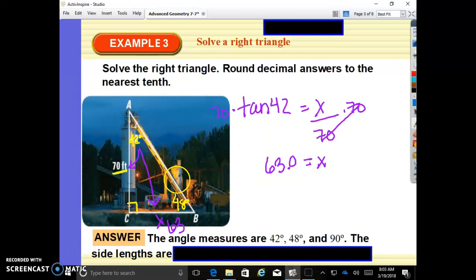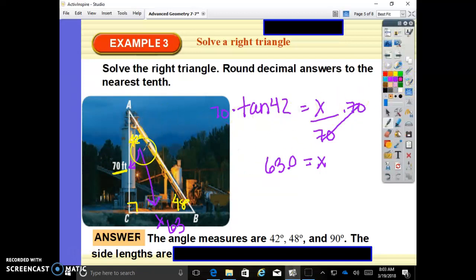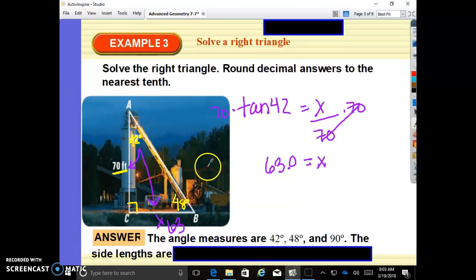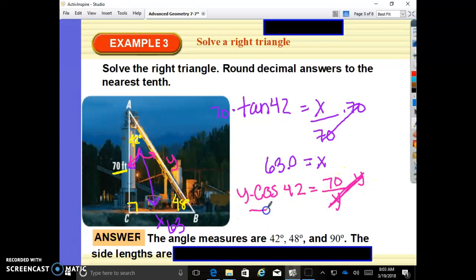And then to get our hypotenuse, we could do the Pythagorean theorem, or we could use another part of SOHCAHTOA. If we were going for our hypotenuse, we have adjacent and hypotenuse. Cosine 42 equals adjacent over the hypotenuse. We'll call that y. So we'd multiply by y on both sides. Then we would divide out the cosine 42 on both sides. And we would have that y equals 70 divided by cosine 42.